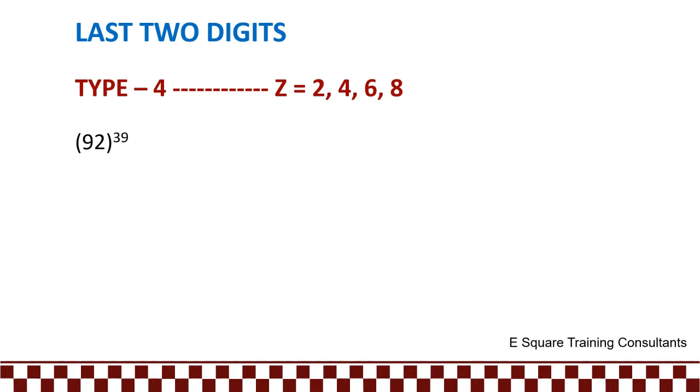So let's take 92 raised to 39. So 92 on dividing by 2. Let us think if we'll be able to solve by any other strategy. We can directly take 92 by 2, which is going to give us 46. So you can write 46 into 2 power 39.